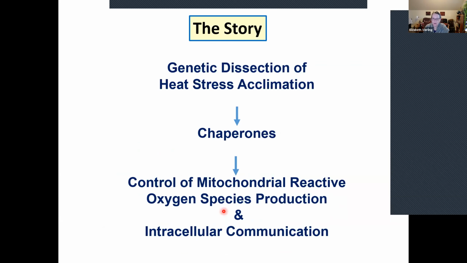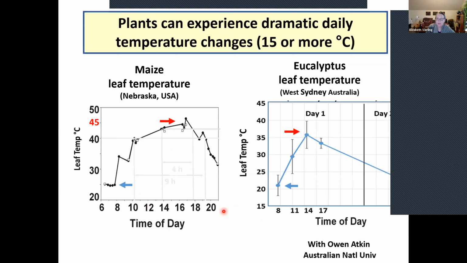So I think you all know that plants experience a range of temperatures, even on a daily basis. And this is something that has interested my lab for many years. This is just a graph to illustrate that fact: for example, looking at maize in a field in Nebraska, the plants can go from the moderate temperature of 25 degrees all the way up to 45 degrees over the course of a few hours in a day. I've seen the same thing measuring eucalyptus leaf temperature in West Sydney, Australia. So plants can experience this dramatic daily temperature change.